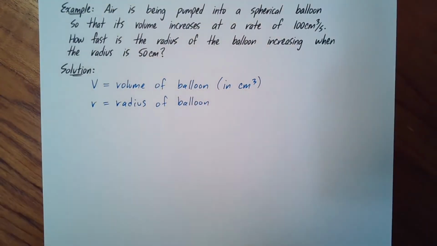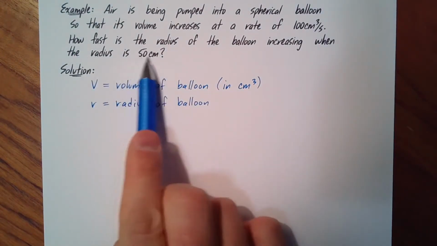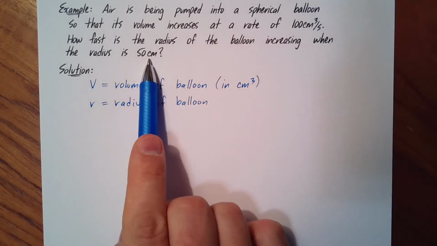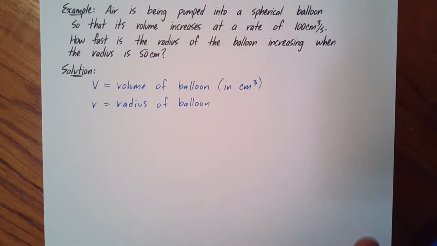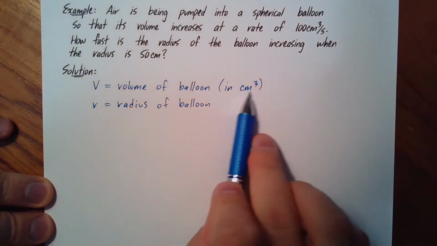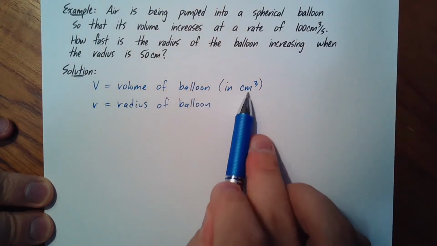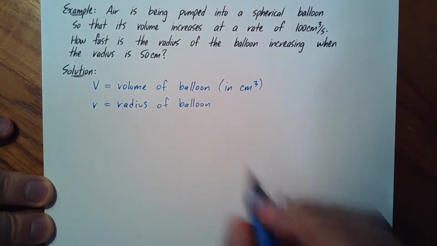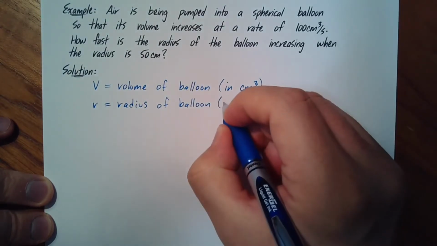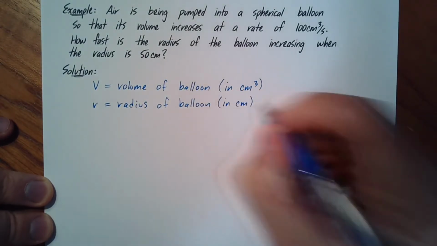And, well, what should we measure the radius in? Well, this one's a little easier to decide. We're given a particular measurement of the radius at a particular point in time, and it's given in centimeters. So probably we want to measure our radius in centimeters. And that lines up nicely with measuring volumes in centimeters cubed. That way everything's going to be compatible. So let's measure the radius in centimeters.